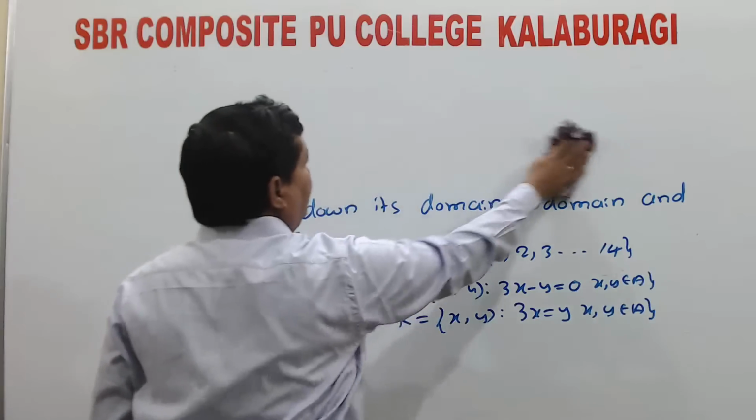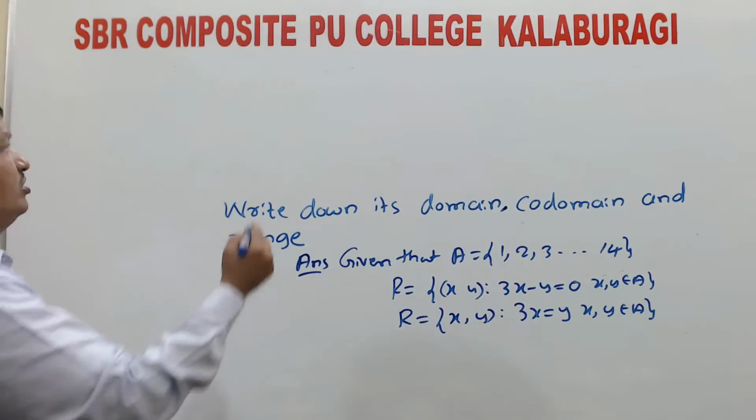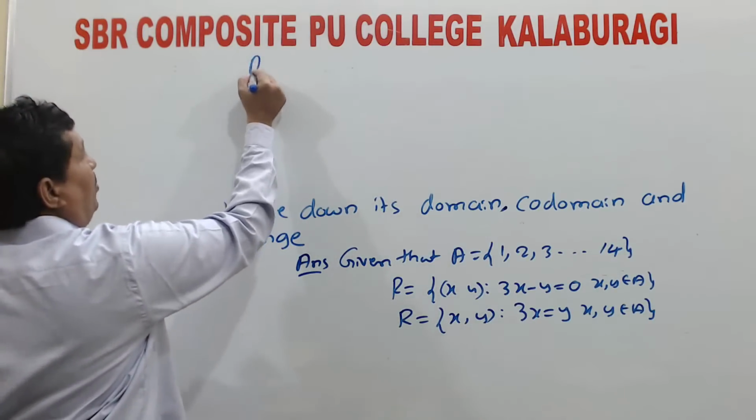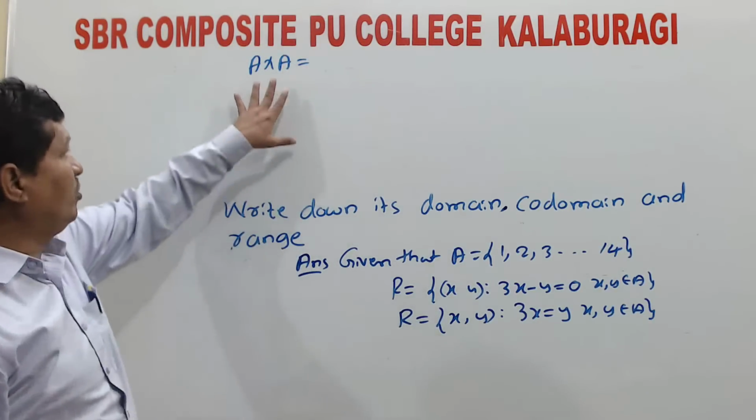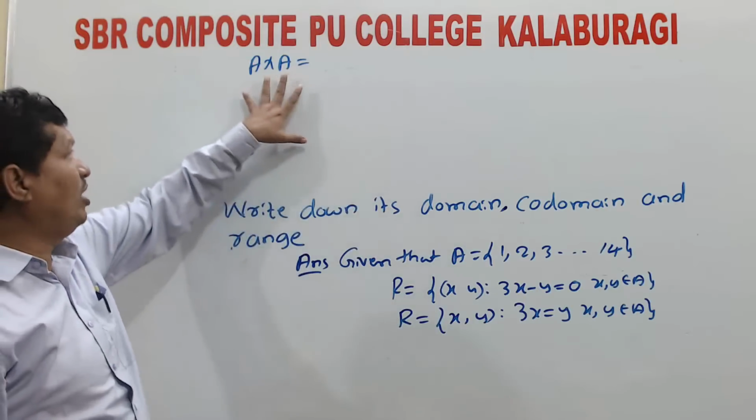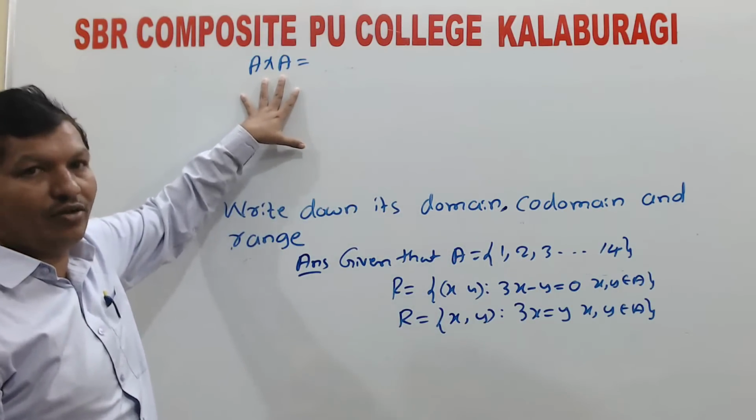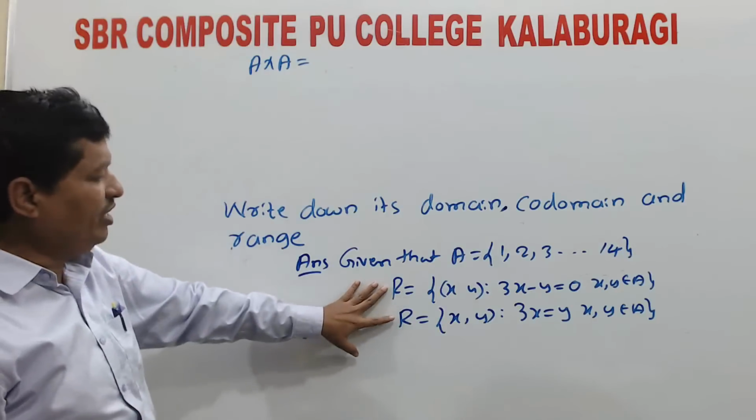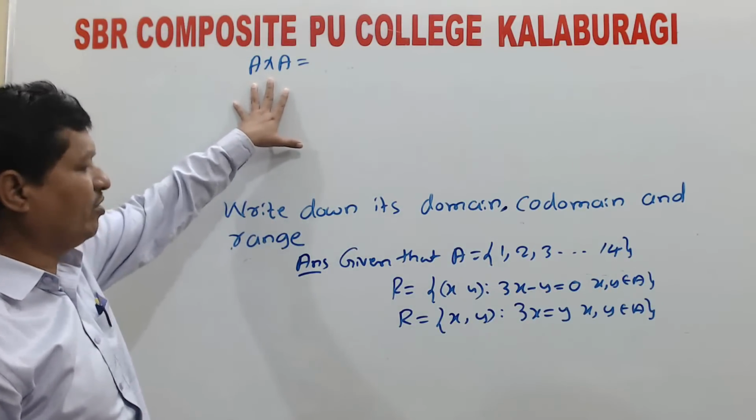First, before writing the relation, you should know what A cross A is. R is a subset of the Cartesian product. Therefore, it is not necessary to write the Cartesian product the first time you are writing the relation. But first, because you are defining R on the set A cross A, that is why I want to write A cross A.